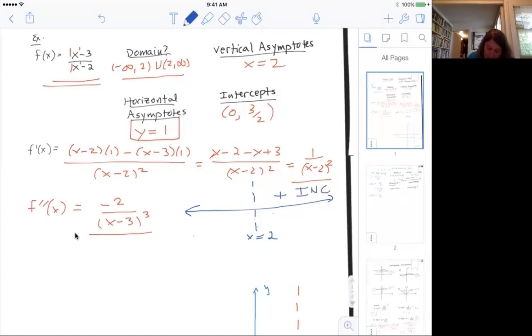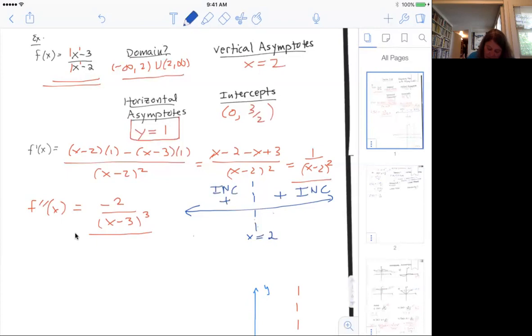To the left, if you plug in a minus 1 or a 0, it doesn't matter, anything to the left of 2, when you put it in this bottom part, you're still going to get a negative number, but then you square it, so it'll still be positive. So 1 over positive is a positive. So that says it's increasing.